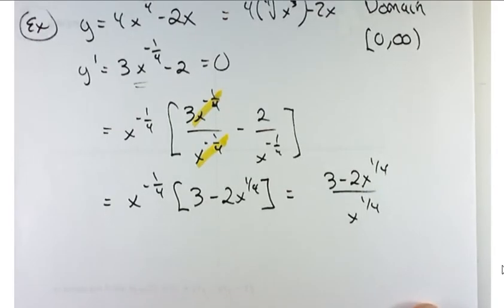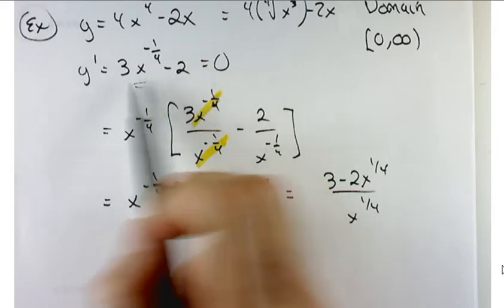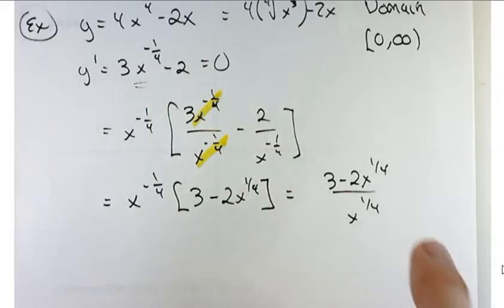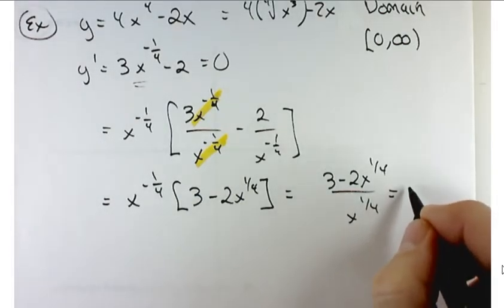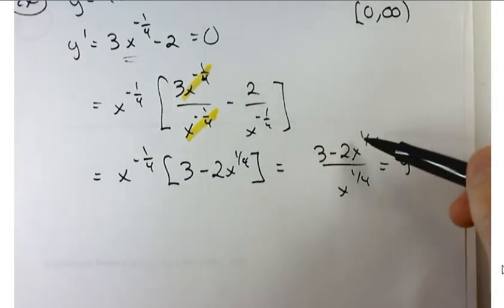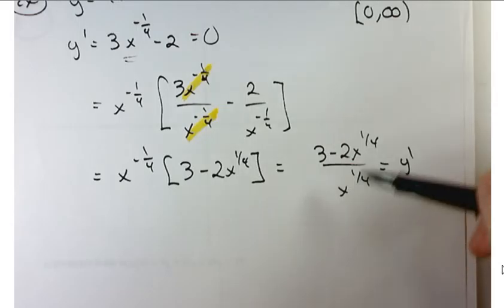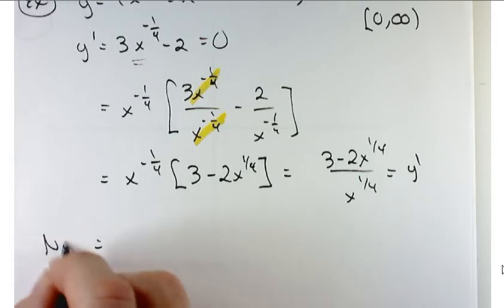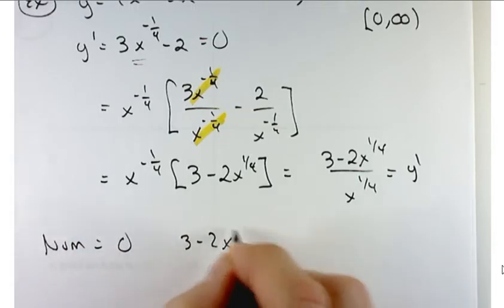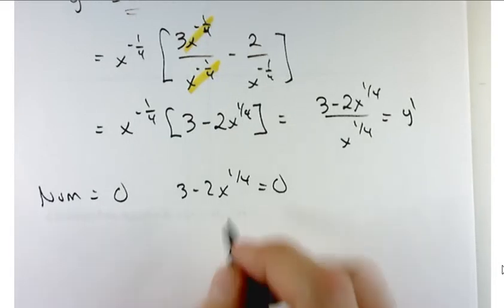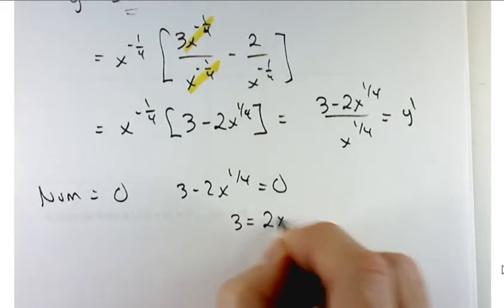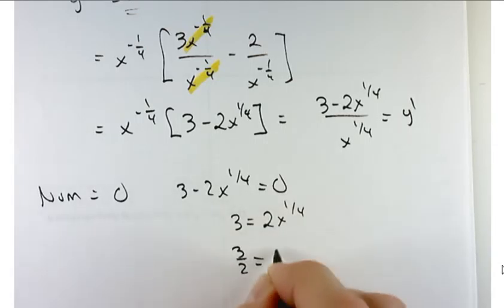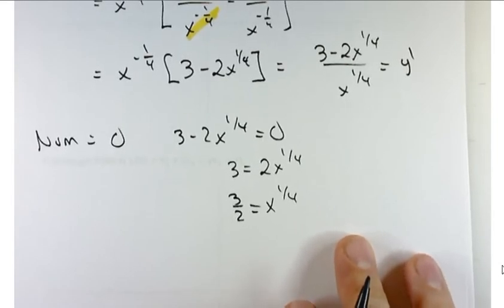And I like that. I mean, essentially what you could have done up here is put this in the denominator and get common denominators. That gives you the same thing. But I just wanted to practice this. Now, that's your derivative. That's your y prime. I want to know where the numerator equals 0 and where the denominator equals 0. Both of those are going to lead to interesting points. So let's do the numerator equal to 0. That's going to be 3 minus 2x to the 1/4 equals 0. Or how about 3 equals 2x to the 1/4? 3 halves equals x to the 1/4.